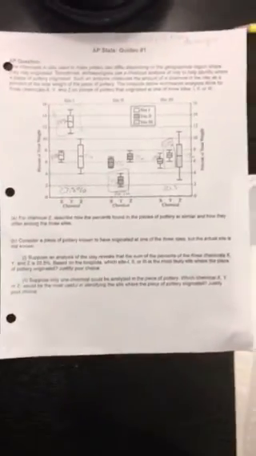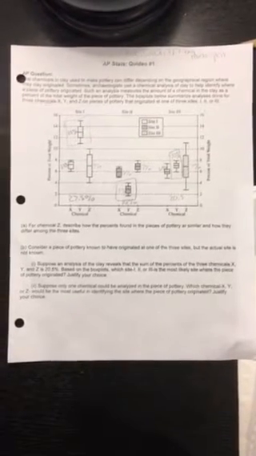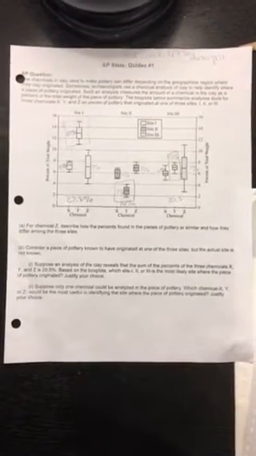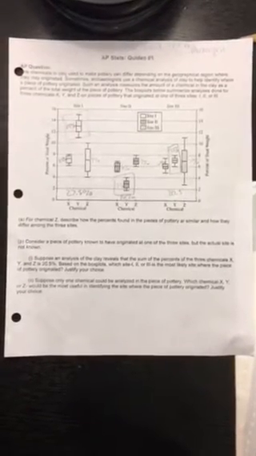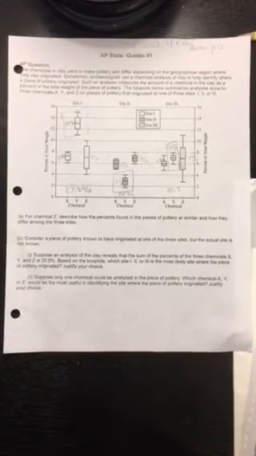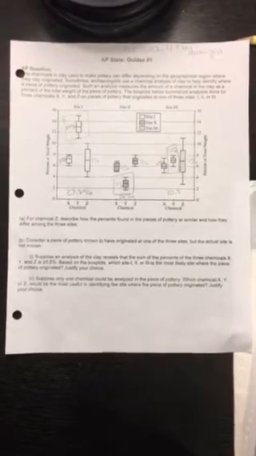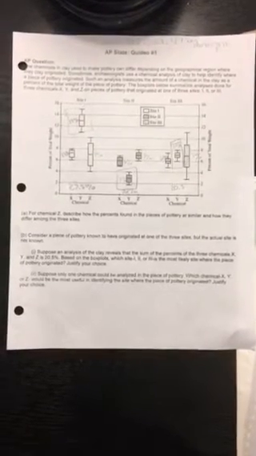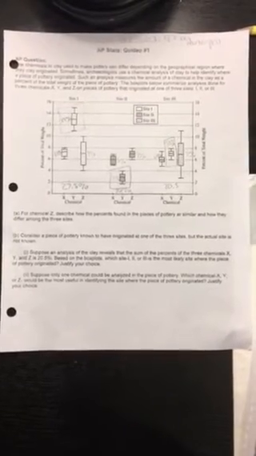Question B. Consider a piece of pottery known to have originated at one of the 3 sites, but the actual site is not known. Suppose an analysis of the clay reveals that the sum of the percents of the 3 chemicals, X, Y, and Z, is 20.5%. Based on the box plots, which site, 1, 2, or 3, is the most likely site where the piece of pottery originated? Justify your choice.